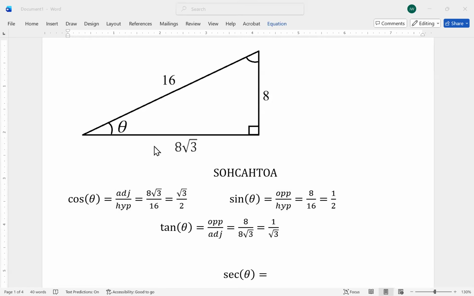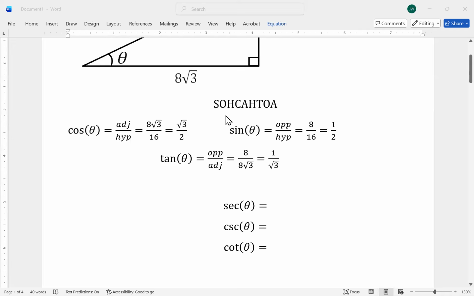I mention that not because I want you to be able to find the angle at this point, but I want you to realize that, again, this is just a scaled up version of the triangle we saw on the unit circle with angle pi over 6 radians or angle 30 degrees.